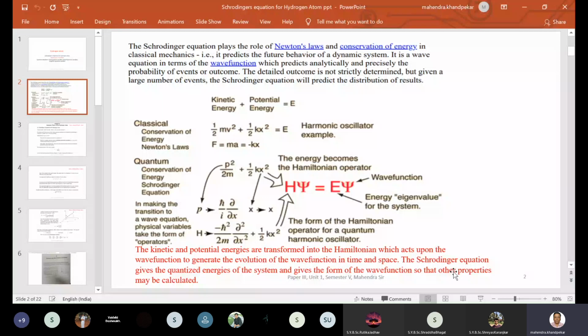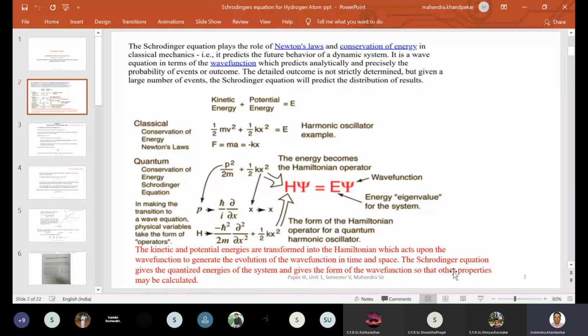Now this whole left hand side, in terms of operator, can be written as minus h cross square upon 2m, del square by del x square, plus half kx square. This is called the Hamiltonian operator H. So we can now say the equation becomes H psi is equal to E psi, by adding psi on both sides. The left hand side is the Hamiltonian operator and the right hand side is the energy eigenvalue E.